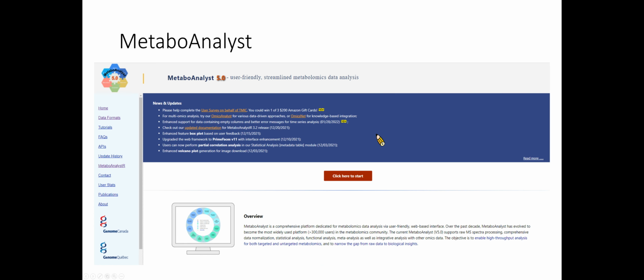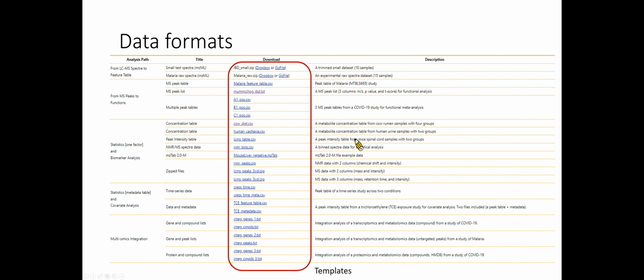MetaboAnalyst is a widely used metabolomic data analysis tool. In the following slides, you will learn the basic structure of this tool for your own metabolomic studies. Depending on the different types of input data, MetaboAnalyst supports different input files, from the mass spectral raw data to a concentration table, time series data, etc. The platform itself also provides the data templates for your reference.